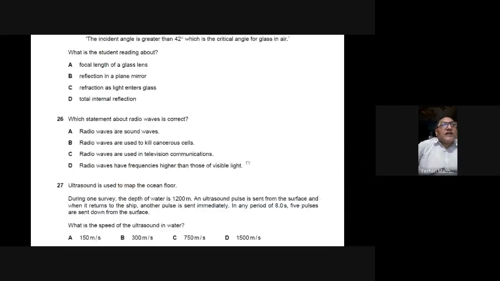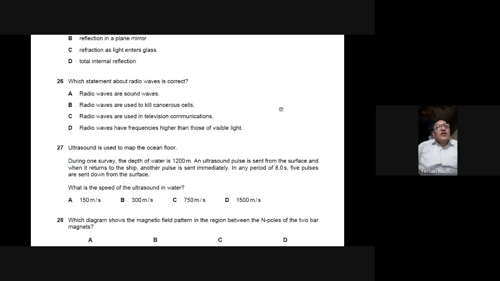On your screen, we have question number 26. Which statement about radio waves is correct? You know, radio waves are sound waves? No. Radio waves are used to kill cancerous cells? No. Radio waves are used in TV and telecommunication. Yes, it's right. Radio waves have frequencies higher than those of visible light? That's wrong. So C is the option for question number 26.